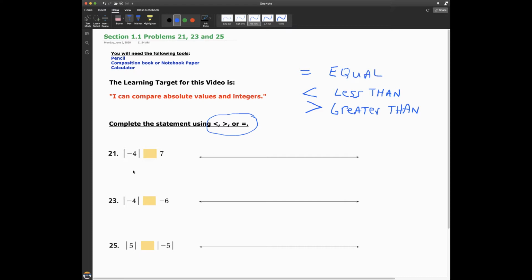Okay, so problem 21, we want to know which one of these symbols we're going to put in that box. A number line is really helpful for this. So let me put the number 7. So 1, 2, 3, 4, 5, 6, 7. So there's 7 right there. Now what about the absolute value of -4? Well, what is the absolute value of -4?